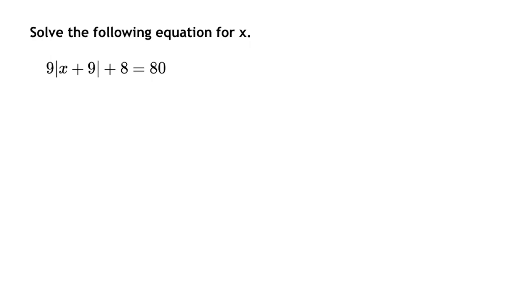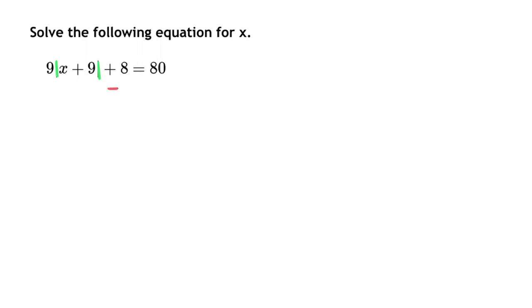In this video, we are going to show you how to solve an absolute value equation. Now, in any absolute value equation, what you need to do is try to isolate your absolute value. So sometimes it could be adding, subtracting, multiplying, dividing. In this case, we have multiplying and addition with that absolute value.